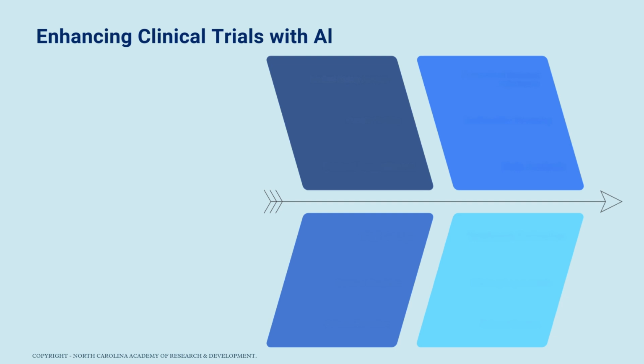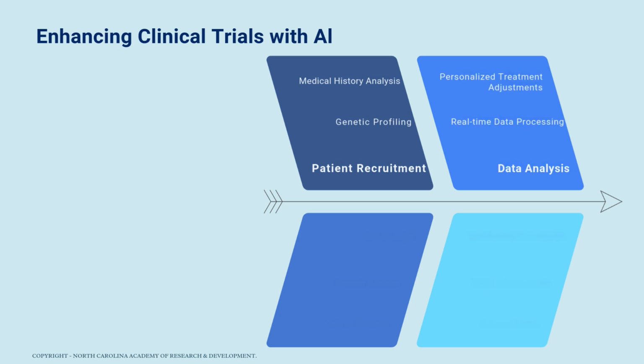Patient recruitment. Traditionally, selecting participants for clinical trials has been a time-consuming task. With AI, we can now analyze medical histories and genetic profiles to identify the most suitable candidates quickly and with greater precision. Data analysis. Once the trial begins, AI tools step in to process data in real time. This means treatment plans can be adjusted instantly based on patient response, enabling truly personalized care during the trial.